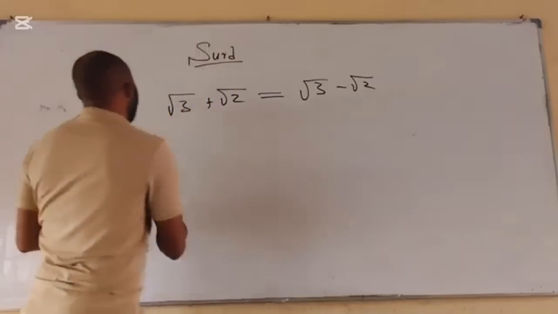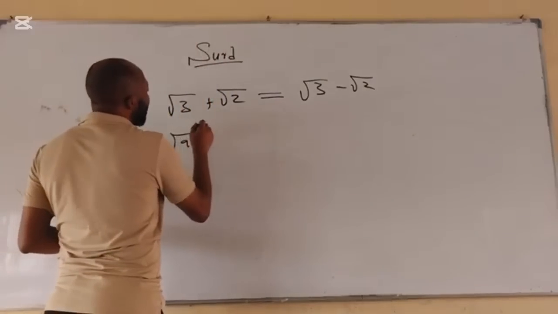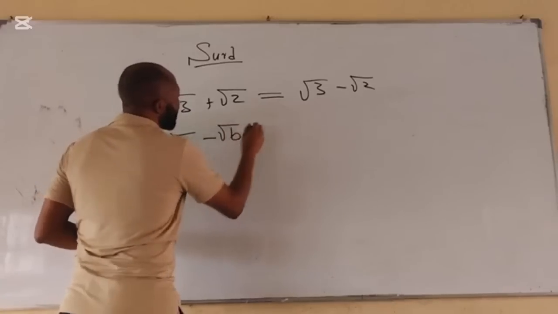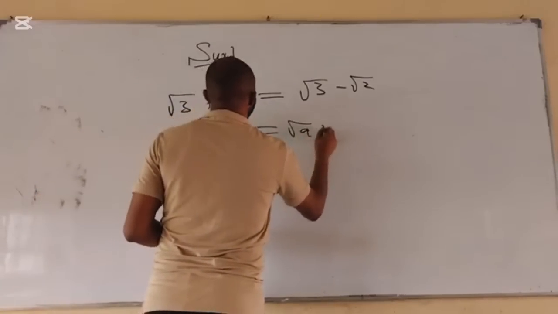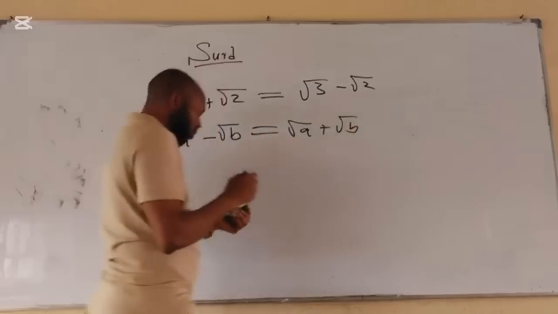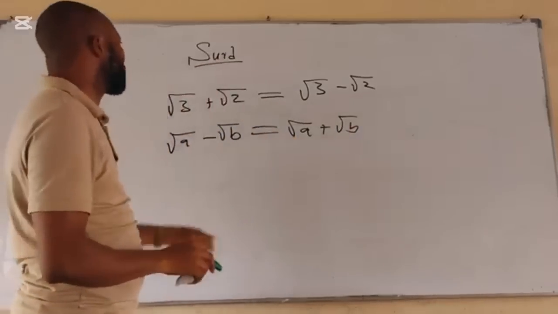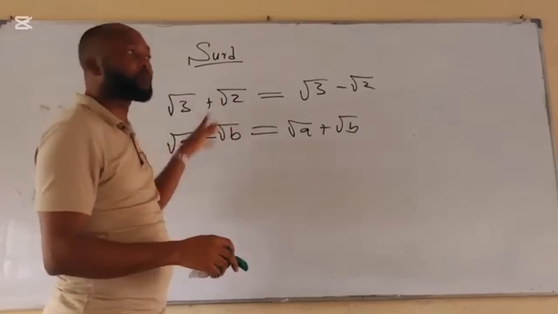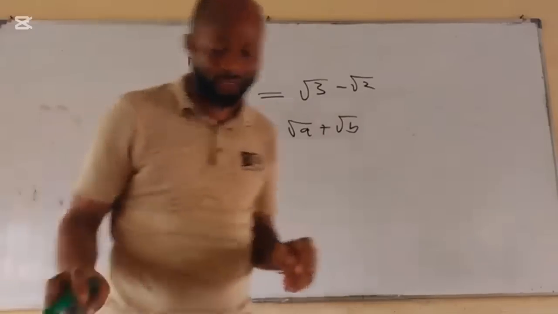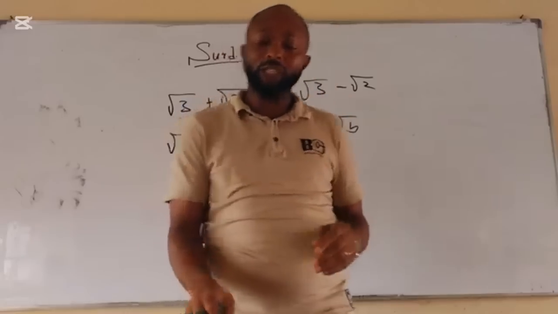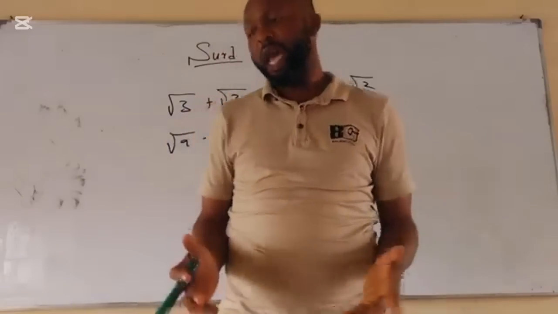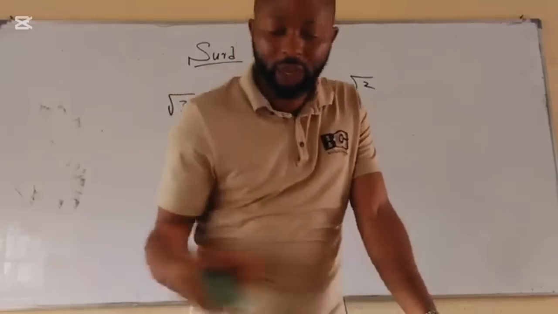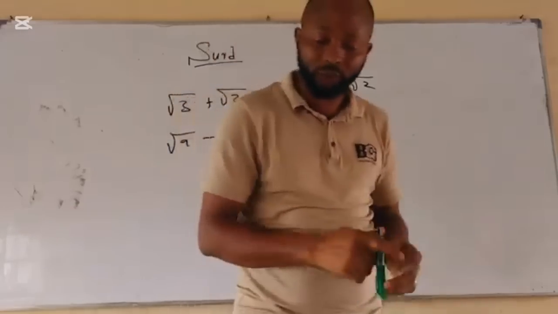Just know that when you have root a plus, or let me call it minus root b, its conjugate becomes root a plus root b. So I don't need to give us plenty of language there. Just know that for the conjugate, if it is plus, it becomes minus. If it is minus, it becomes plus. That's that. Just take note of that. So let's simplify surds and see how far we can go with the understanding we have so far. So we'll look at simplification of surds.